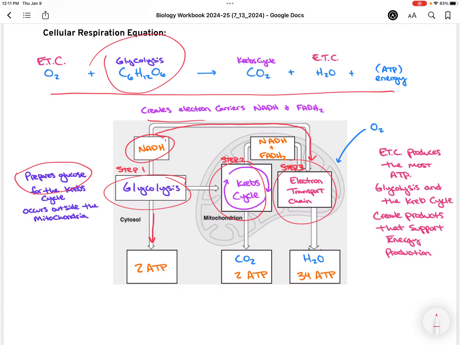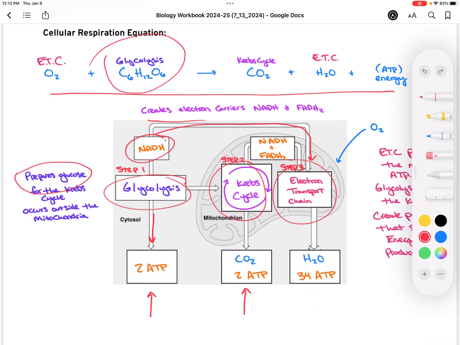Cellular respiration's purpose is to create as much energy as possible. And if you look down below, you're going to notice something. We have 2 ATP, 2 ATP, and then 34 ATP. Where is most of the energy being created? It is happening inside of the electron transport chain. Glycolysis and the Krebs cycle are ways of preparing electron carriers so when the electron transport chain does its process, it can create the most amount of energy as possible, and it can be as efficient as possible. Okay?